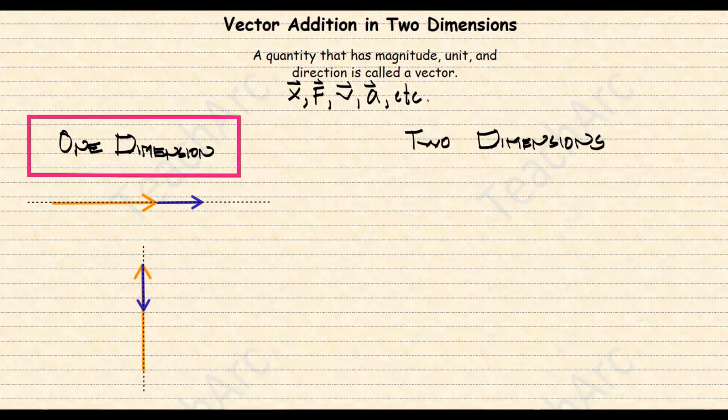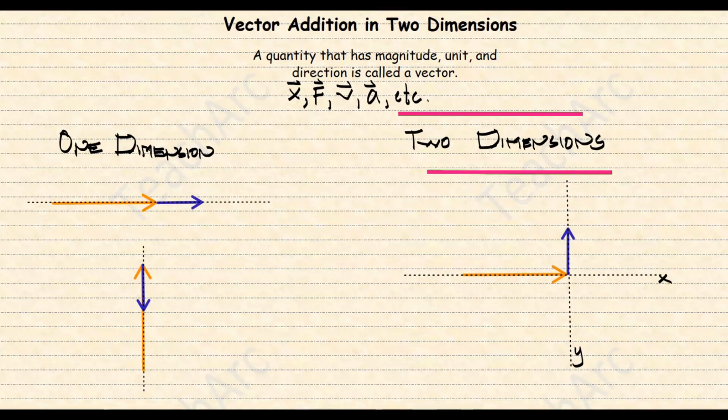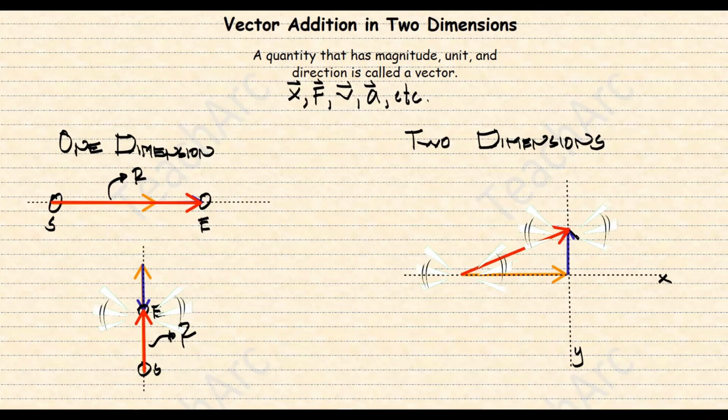On the other hand, vectors that lie on x and y axis or any two axes are two-dimensional vectors. But the idea on how to find the resultant vector is the same. That is by connecting the starting point of the first vector to the ending point of the last vector.